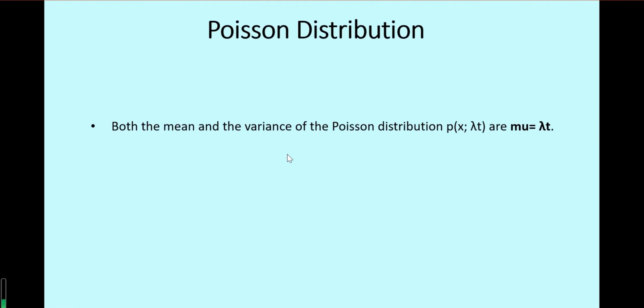The Poisson distribution's mean and variance are equal. They are both equal to mu, which equals lambda t. So only one parameter is enough to define a Poisson distribution, and this parameter is mu, the average number of occurrences in the long run, or lambda t for this time period.